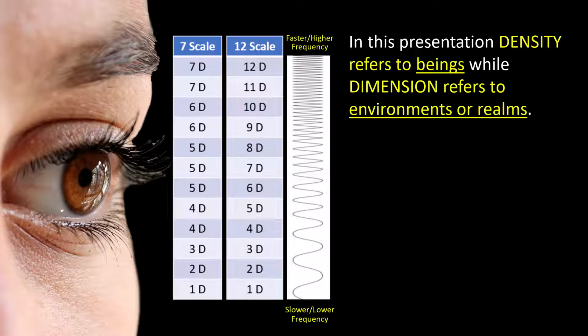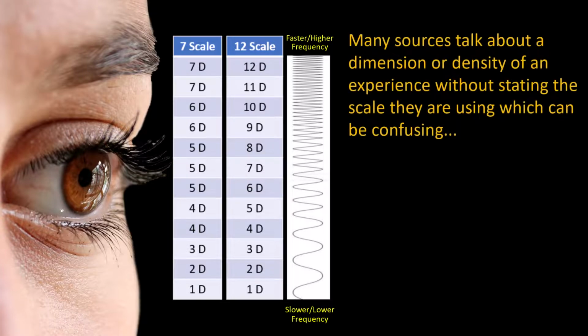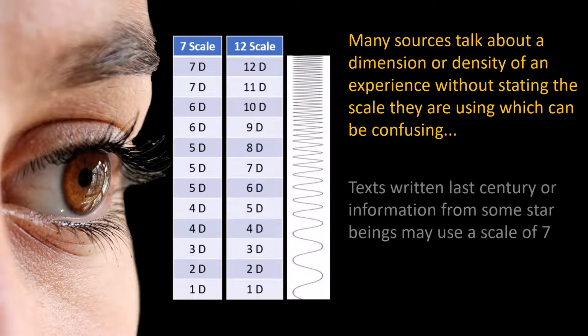In this presentation, density refers to beings, while dimension refers to environments or realms. For example, a 6th density ET might visit a 5th dimension planet. Many sources talk about a dimension or density of an experience without stating the scale they are using, which can be very confusing. Texts written last century or information from some star beings may use a scale of 7.